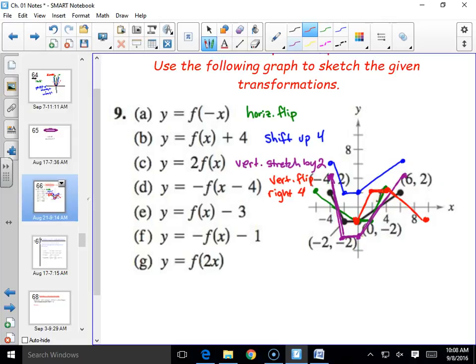You can technically narrow a function down to a few key points, do the transformations to those few key points, and then sketch and connect them in the nature of the function.